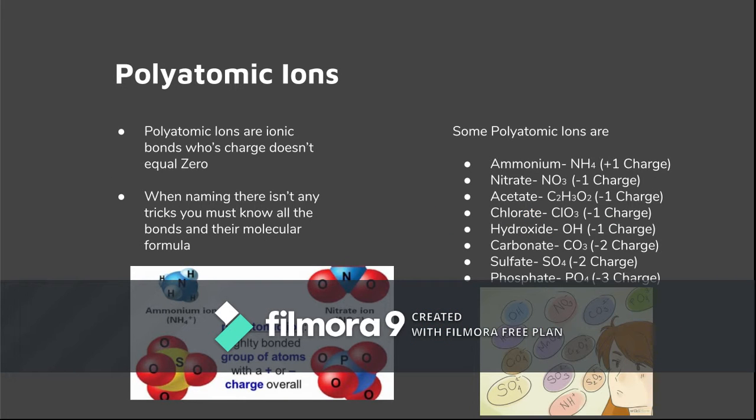Polyatomic ions are ionic bonds whose charge doesn't equal 0. You can spot a polyatomic when it has an "ate" or "onium" suffix. Some polyatomics are ammonium, which is NH4, nitrate, which is NO3, acetate, which is C2H3O2, chlorate, which is ClO3, hydroxide, which is OH, carbonate, which is CO3, sulfate, which is SO4, and lastly phosphate, which is PO4.